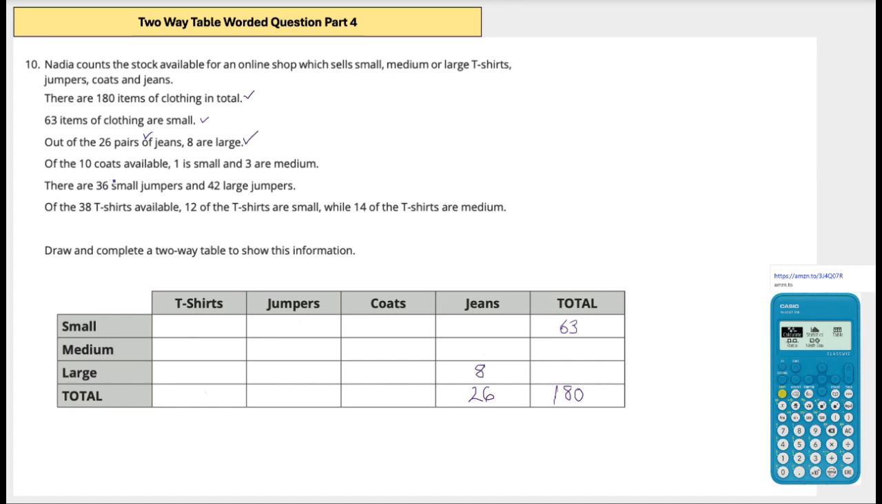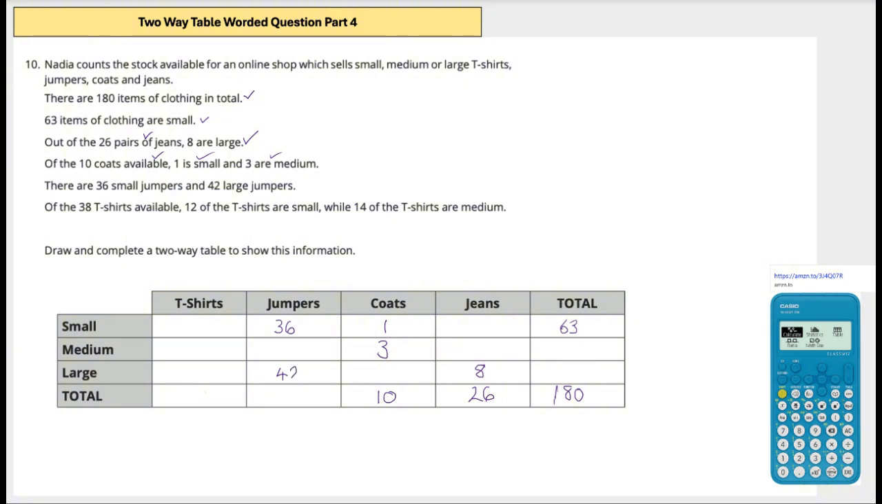Of the 10 coats available, so our total of coats is 10. One is small, 3 are medium. Tick, tick. There are 36 small jumpers and 42 large jumpers. Let's go jumpers. So 36 are small and 42 are large, which would go here.